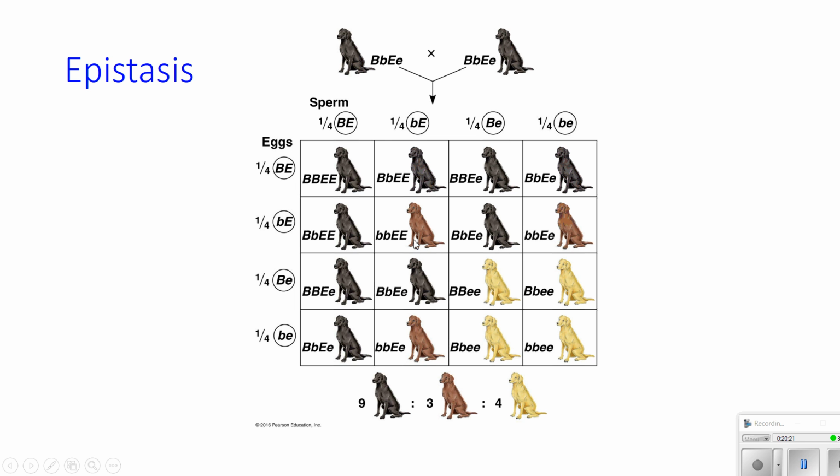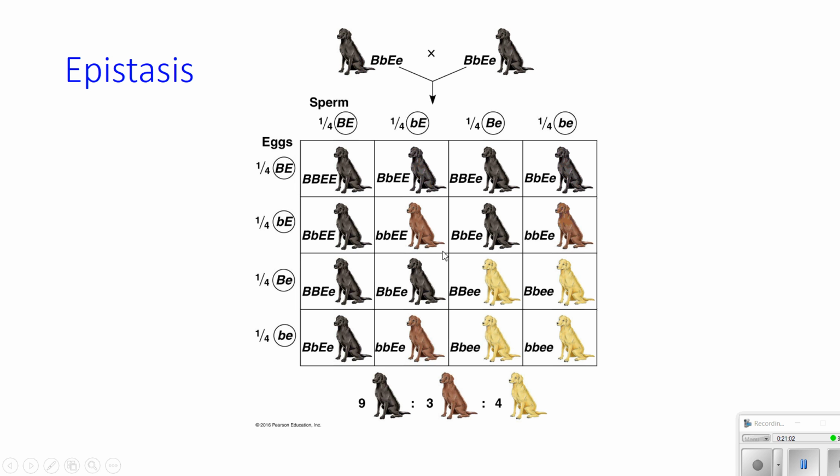If you look at all the possible offspring that could be produced from these two parents, any pup that gets at least one big B and at least one big E will have black fur. So big B, big B, big E, big E is black fur, but so is big B, little b, big E, little e. That's also black fur, because all it takes is one big B to code for the black pigment, and all it takes is one big E to get that pigment into the hair.